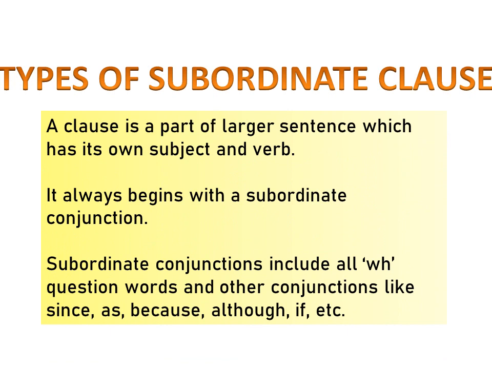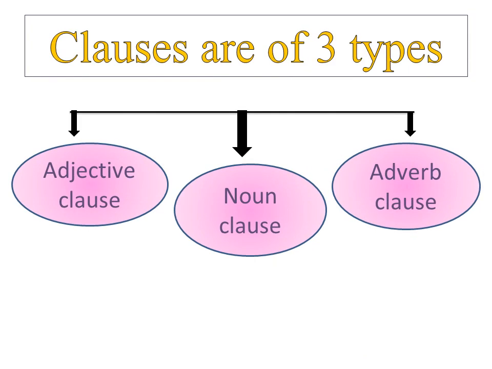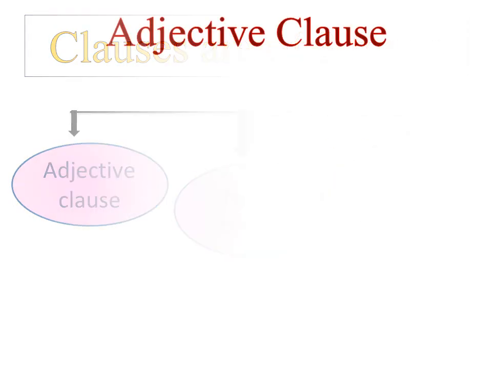So, a clause is a part of a larger sentence which has its own subject and verb. It always begins with a subordinate conjunction. Subordinate conjunctions include all WH question words and other conjunctions like since, as, because, although, if, etc. So clauses are of three types. We have adjective clause, noun clause, and adverb clause. Let's start with adjective clause.